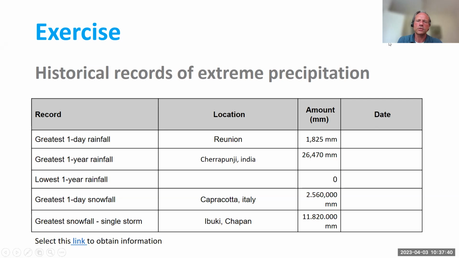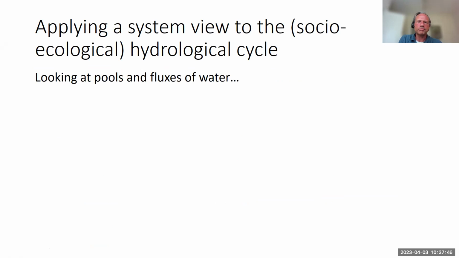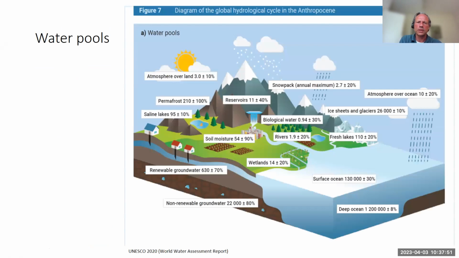Then, yeah, let's perhaps summarize the hydrological cycle in this way. Here are two slides. One is called water pools. The other is called water fluxes. In the pools, we say how much water at a given moment is stored in, or is available in, which part of the hydrological cycle. And then you can quantify it here.